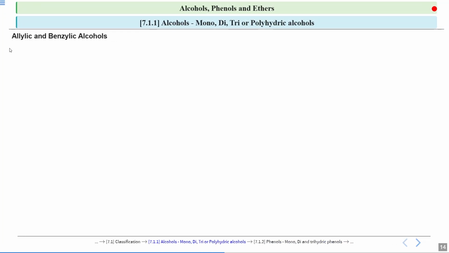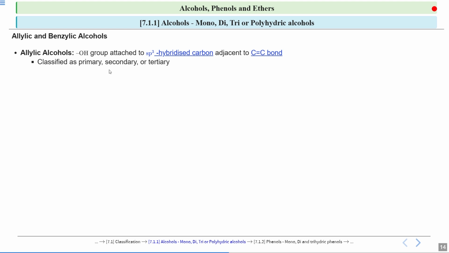Now, if we talk about allylic and benzylic alcohols. Allylic alcohols means the hydroxyl group is attached to an sp3 hybridized carbon, which is adjacent to a C=C double bond. Or you can say that the hydroxyl group is attached to an sp3 hybridized carbon, which is attached to a double bonded carbon atom. They are also classified as primary, secondary, or tertiary.